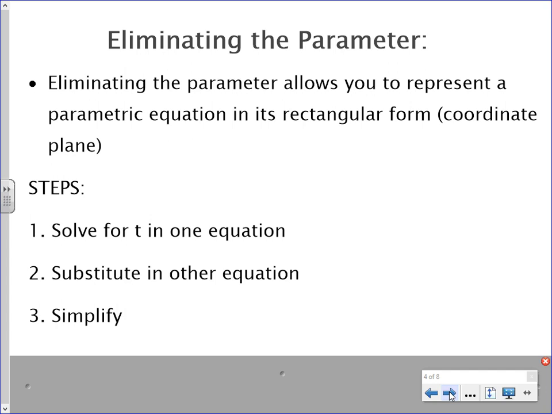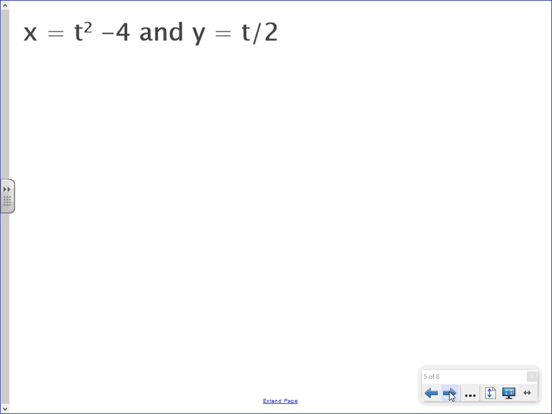So the purpose of eliminating the parameter would be to get rid of the t, and we now have a rectangular equation. So what we could do is take our rectangular equation and graph it with our knowledge of what graphs look like, and then go back and think about the t values as we plug in and indicate the orientation that way. Does that make sense? Okay, so we're going to go back to this set of parametric equations, and we're going to eliminate this parameter.